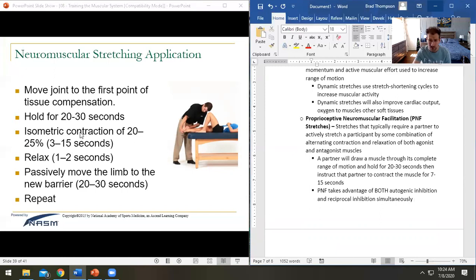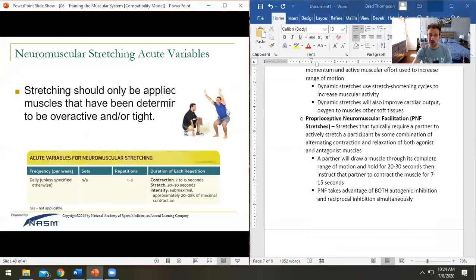NASM is going to say 7 to 15 seconds. Then you're going to instruct them to relax for 1 to 2 seconds. And then you're going to move that limb, now that it has shut the muscle off even further, through a deeper range of motion, and you're going to repeat.